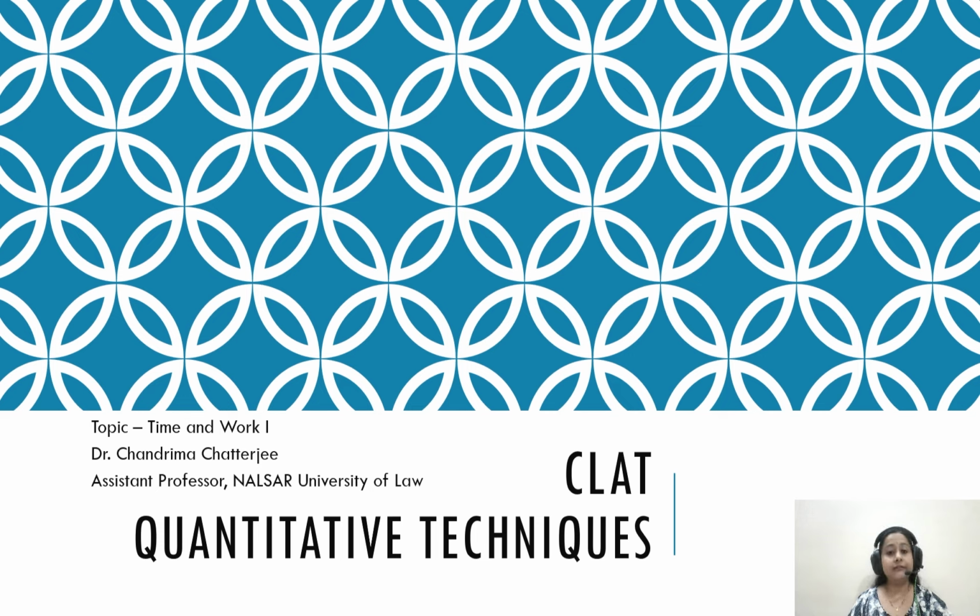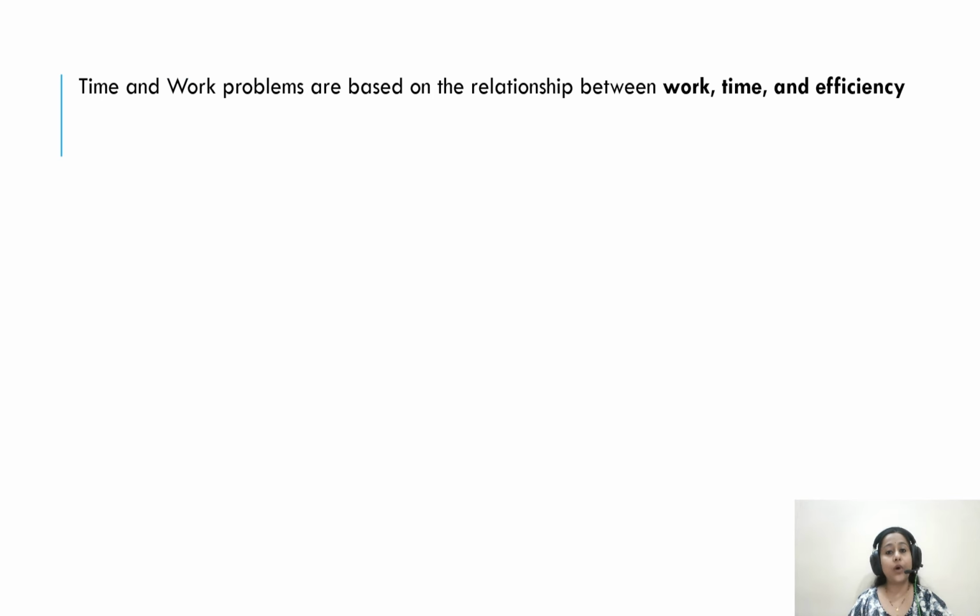So let us first see what is the relationship between three variables while solving the problem related to time and work. That is, these three variables are work, time, and efficiency. So let us define these variables one by one.